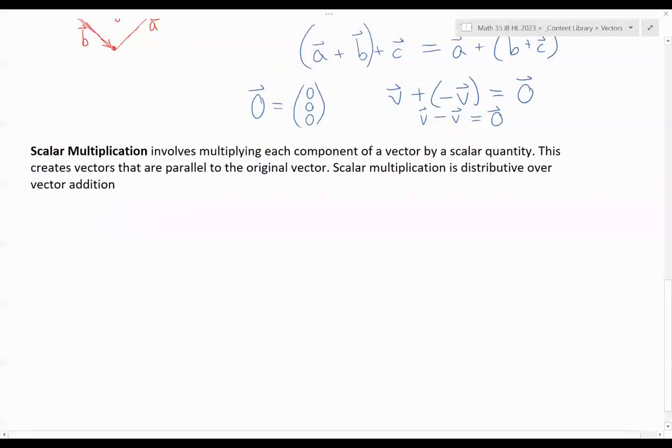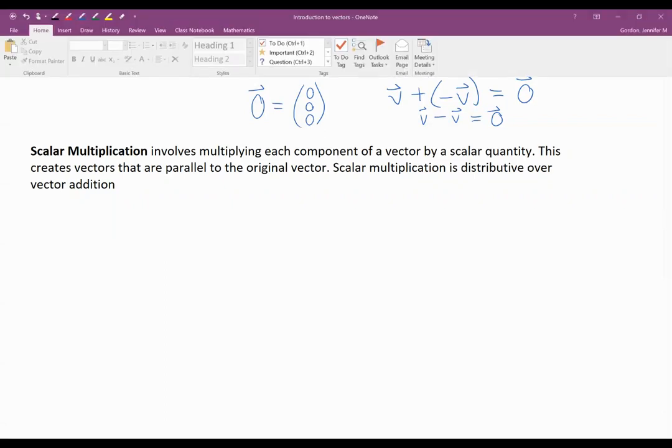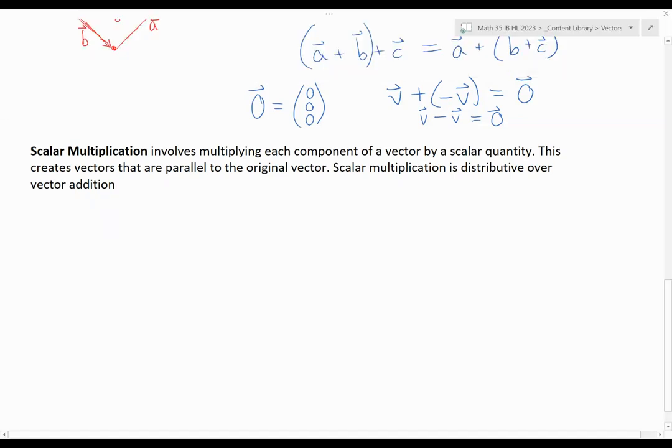We can deal with multiplication, but there's actually two different kinds of multiplication with vectors. And we'll talk about vector multiplication. It's actually three kinds of multiplication. One kind involves multiplying a scalar by a vector, and that's what we'll talk about today. And then we have two kinds of multiplication that involve multiplying vectors together, and we'll talk about those later.